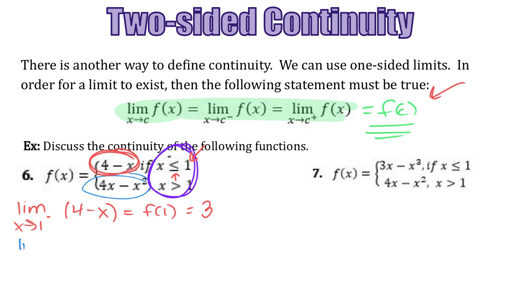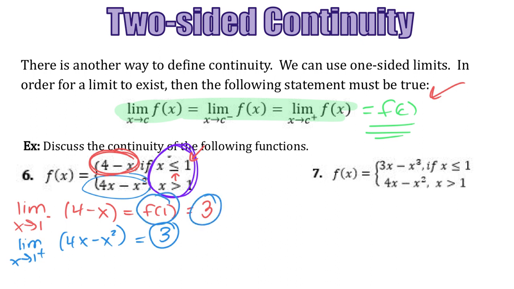On the right-hand side, so the limit as x approaches 1 from the right, on the right of 1, we're going to use this function. If we plug in 1 here, we're going to get 4 minus 1, which is also 3. So since these two things agree and the function is defined to be the same value, we can say that this function f is continuous everywhere.